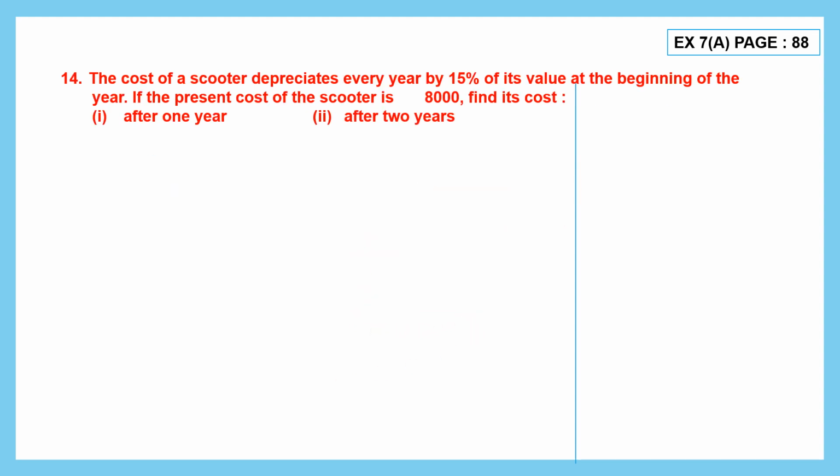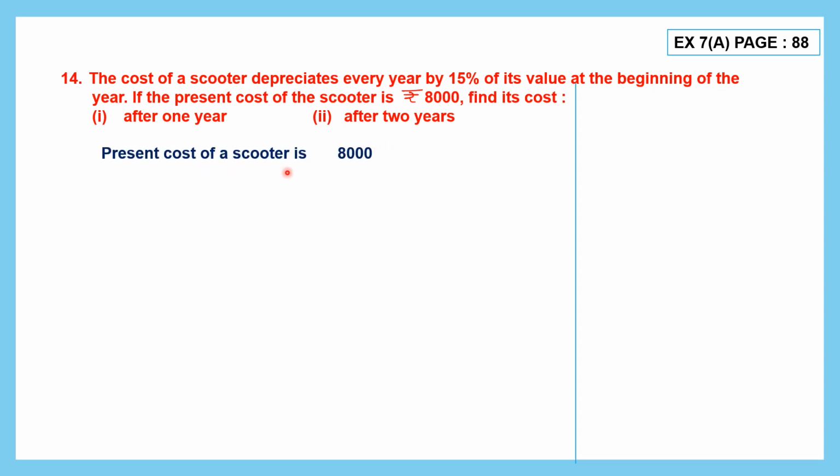Question 14. The cost of a scooter depreciates every year by 15% of its value at the beginning of the year. That means if the cost of a scooter is a particular amount at the beginning of the year, it depreciates, meaning it comes down, every year by 15%. Now we have to find the cost of the scooter if the present cost is 8,000 rupees. After 1 year, how much will the cost be? And after 2 years, what will the cost be? This is what we've been asked to find.